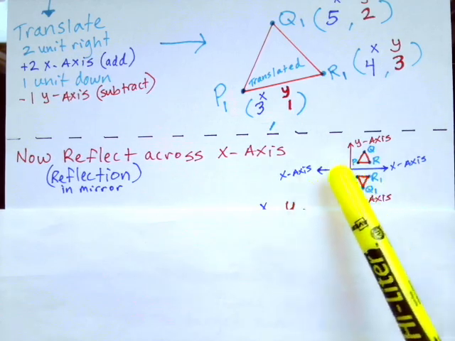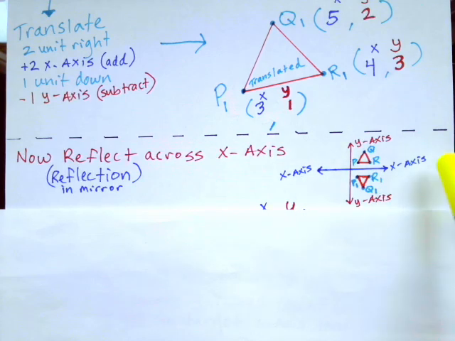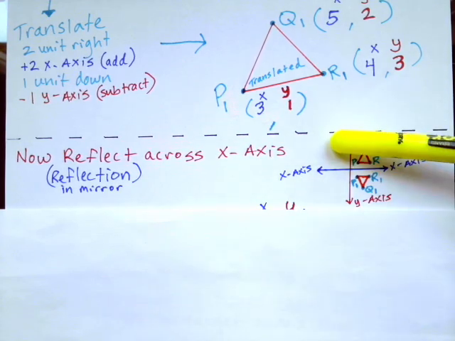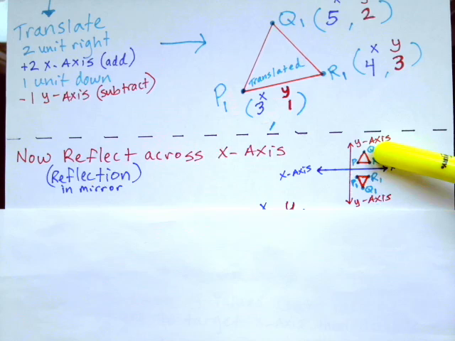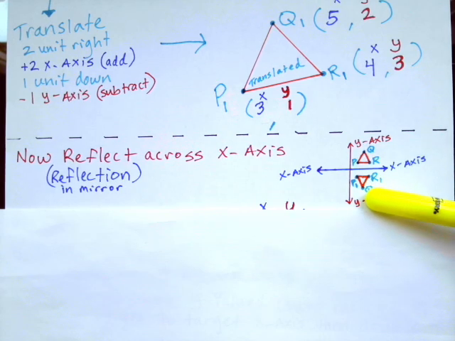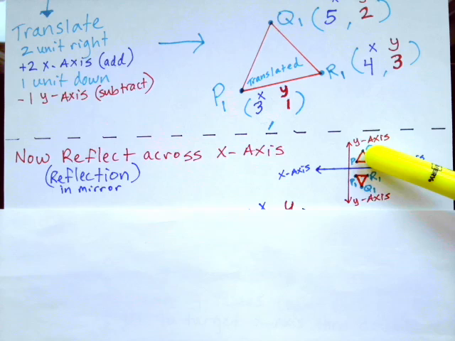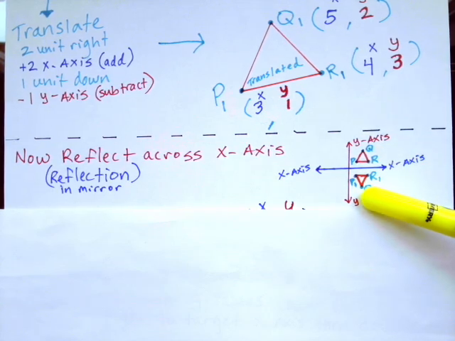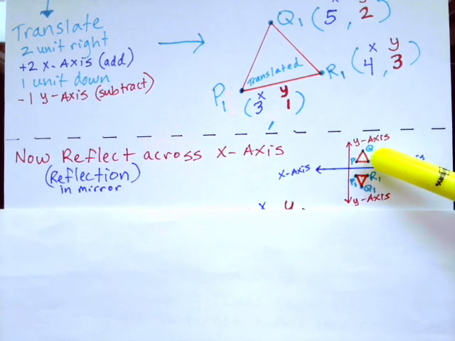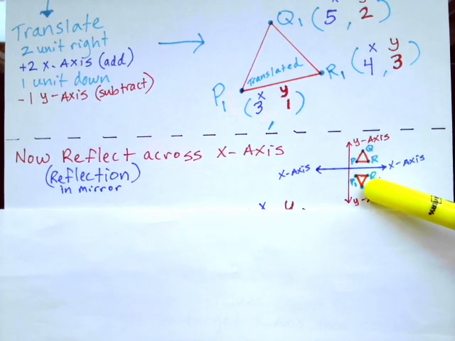So if you had this piece of paper and you folded it along the x-axis, you folded it in half, the image on top would fit perfectly on top of the image below. Again, if you fold this paper in half along the x-axis, the image on top would fit perfectly on the image on the bottom. This image has been reflected.